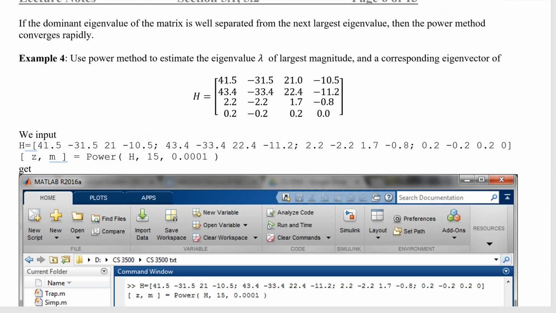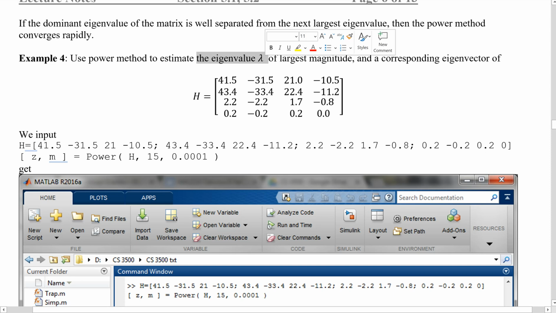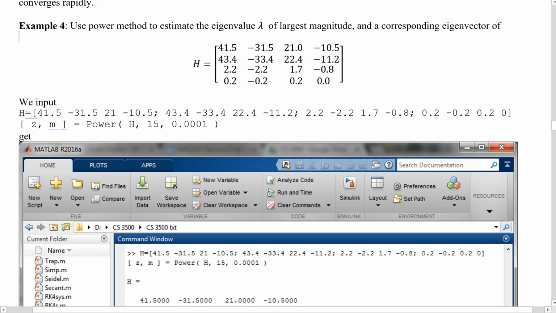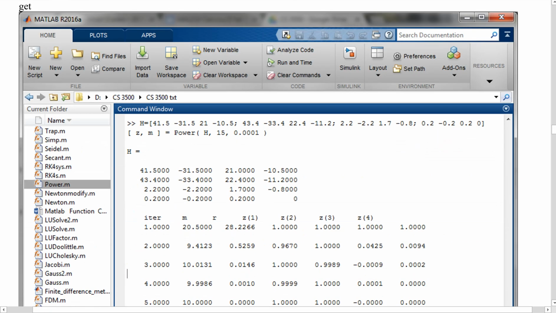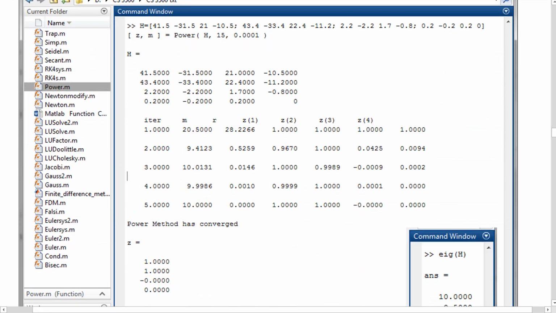So here, if the dominant eigenvalue of the matrix is well separated from the next largest eigenvalue, then the power method converges rapidly. So let's look at this example. Use the power method to estimate the eigenvalue lambda of the largest magnitude and the corresponding eigenvector. So we type this matrix in, and we can use the power method on matrix H with 15 iterations and the tolerance 0.0001. And this is what we get. See, it converges so quickly.